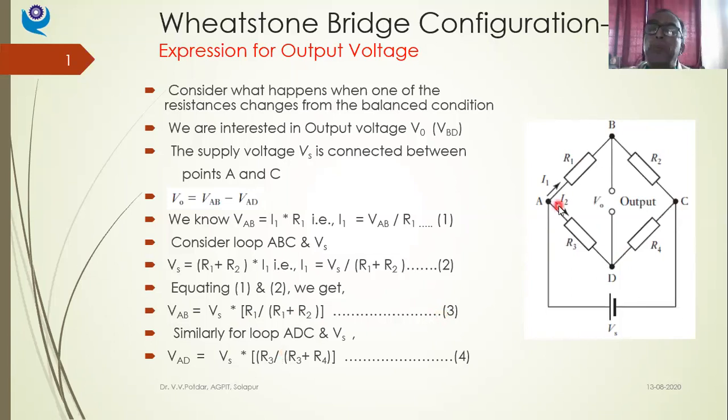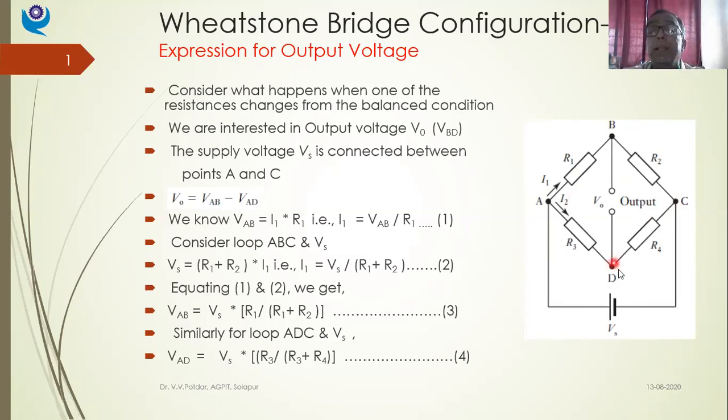consider the second loop. Take a piece of paper. Draw Vs, A, D, C. Forget about V0, forget about R1 and R2, forget about I1 also. So draw this circuit: Vs, A, R3, D, R4 and C. So this is the lower loop, and the current flowing is I2.